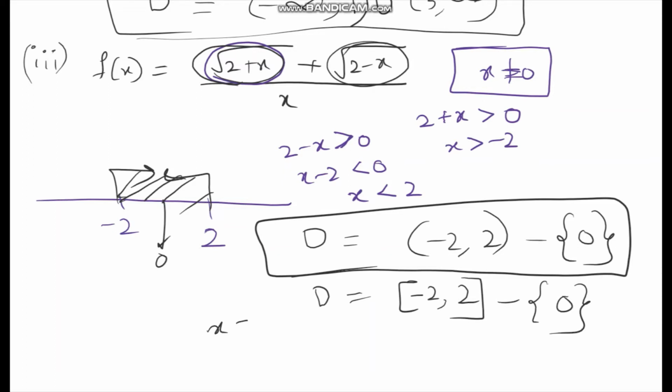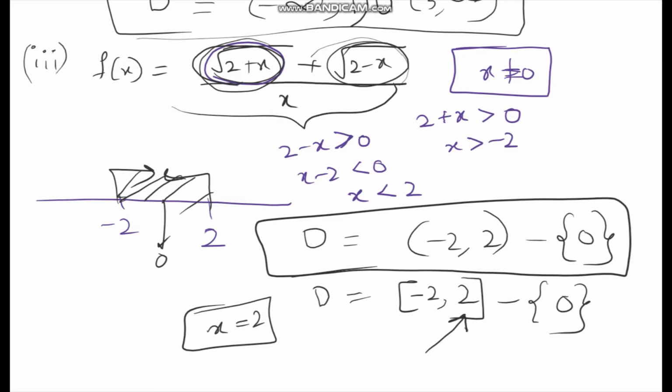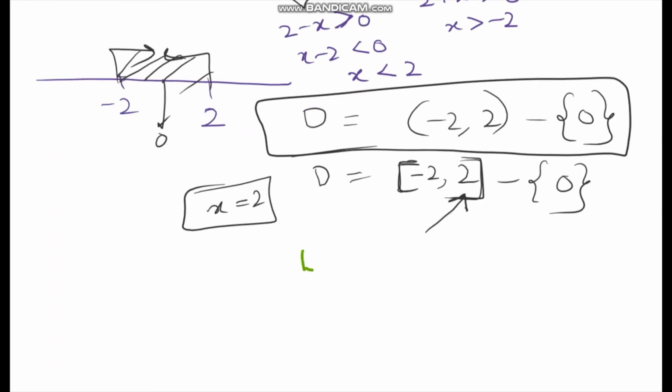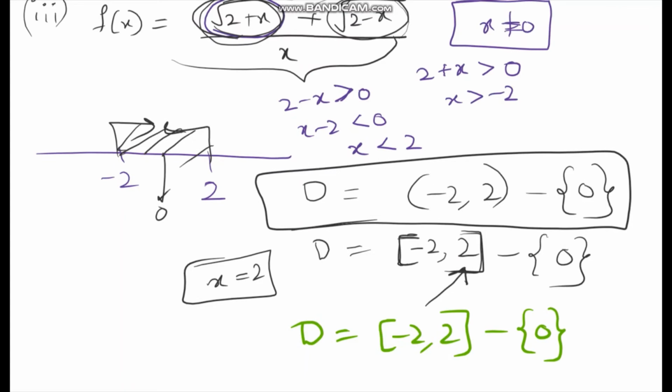If x equals 2, there is no problem. If x equals exactly 2, then this will be equal to 0. And if x equals minus 2, this will be equal to 0. But my total function is not getting affected. So instead of the closed brackets, I can even write the open brackets. So overall the domain will be minus 2 comma 2 minus 0. So here 2 plus x can be assumed as more than or equal to 0.